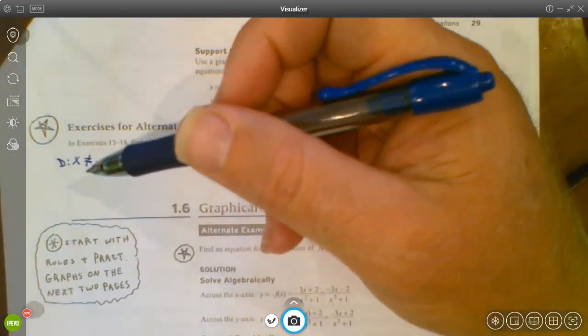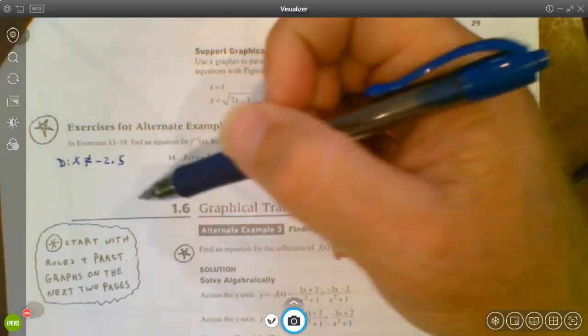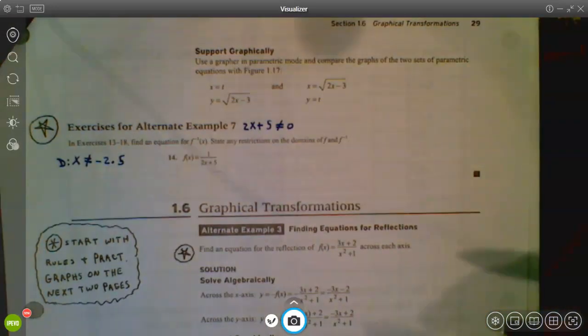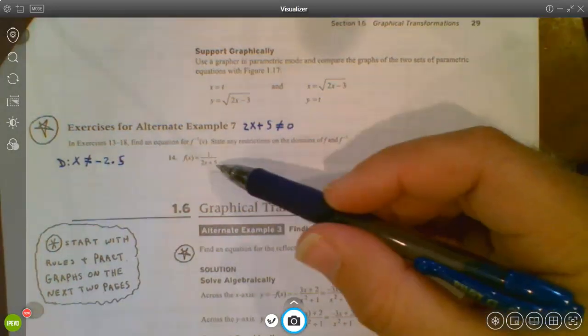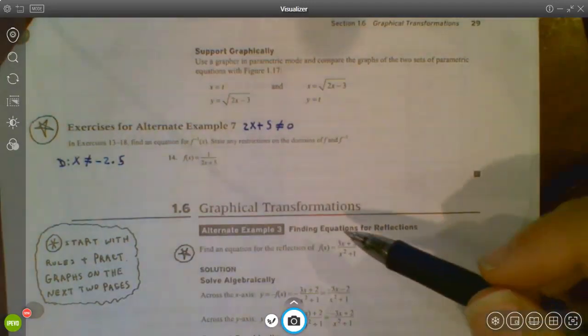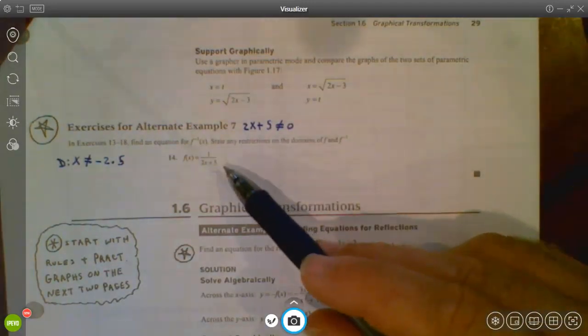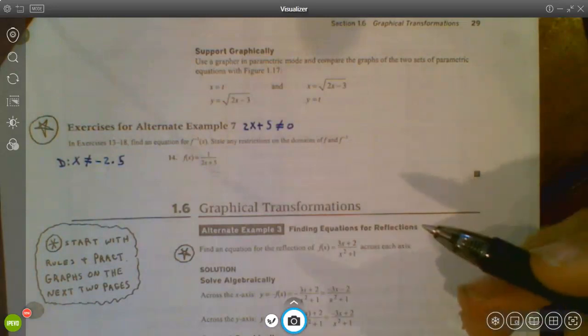Keep in mind that's going to be a restriction on the range of the inverse, that y values cannot equal negative 2.5. If we look at the range on this, here's where range can be a little tricky to find on something like this without graphing it.